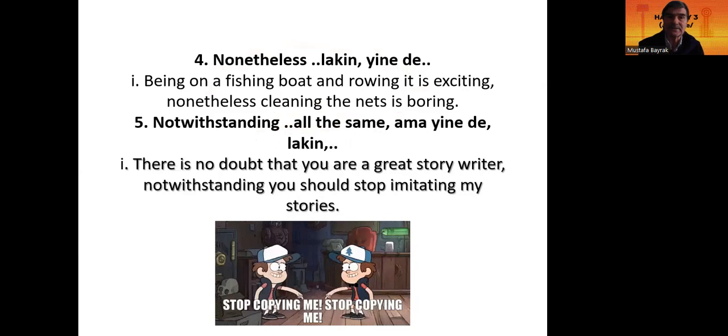For nonetheless, being on a fish boat and rowing it is exciting. Being on a fish boat and rowing it is exciting. Nonetheless, cleaning the nets is boring. Yeah, it is really difficult. I'm sure it is really difficult to clean the nets.